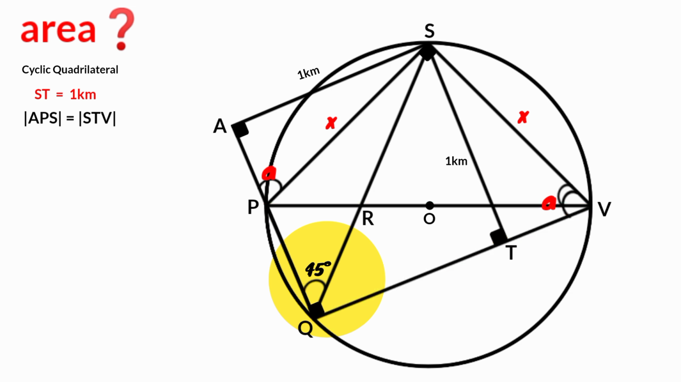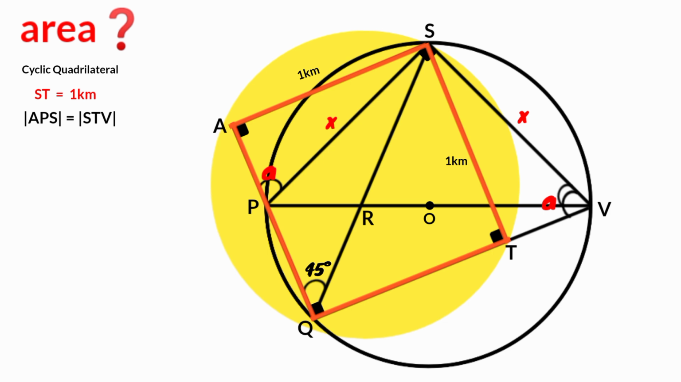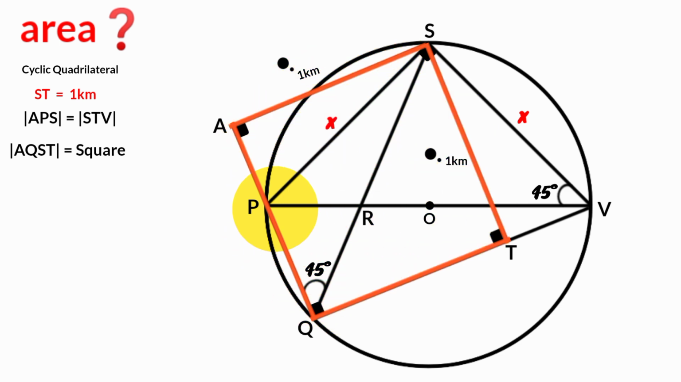Let's take a look at this quadrilateral. We observe at least 3 right angles in it and 2 adjacent congruent sides. That is only possible in a square. Hence, it is a square-shaped quadrilateral. So therefore, this side and this side are also 1 kilometer in length.